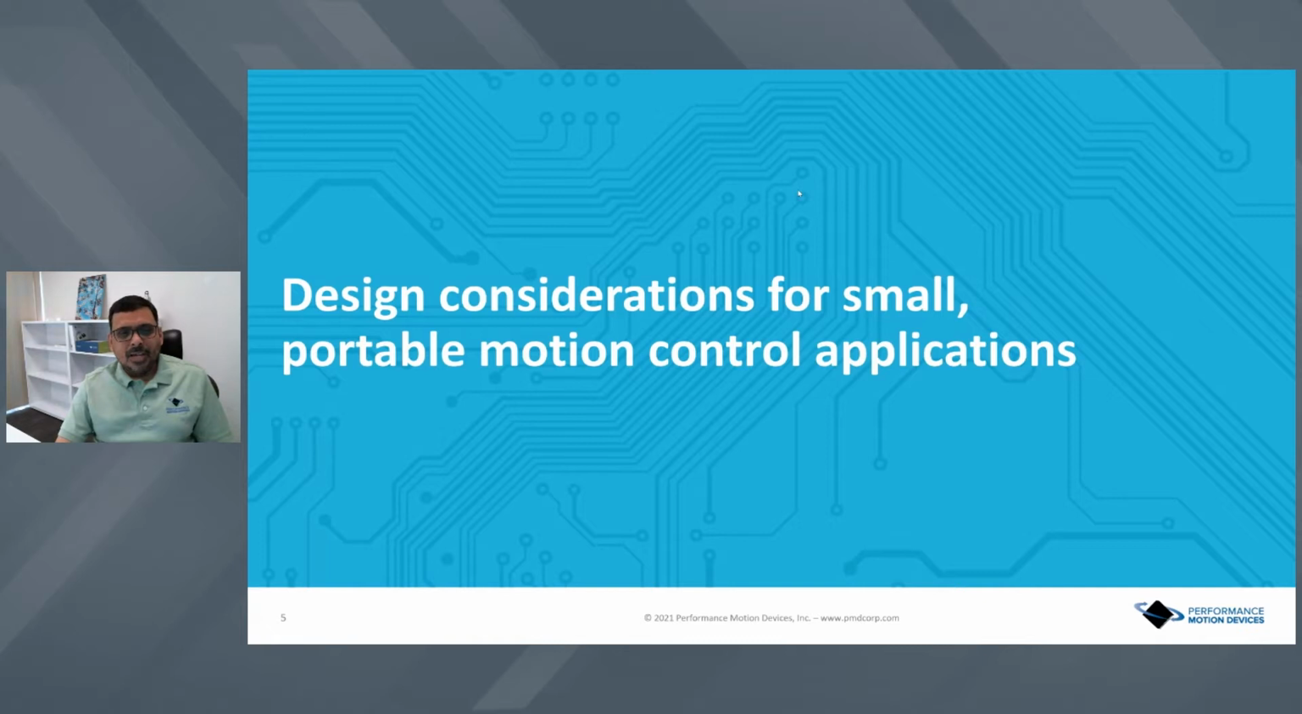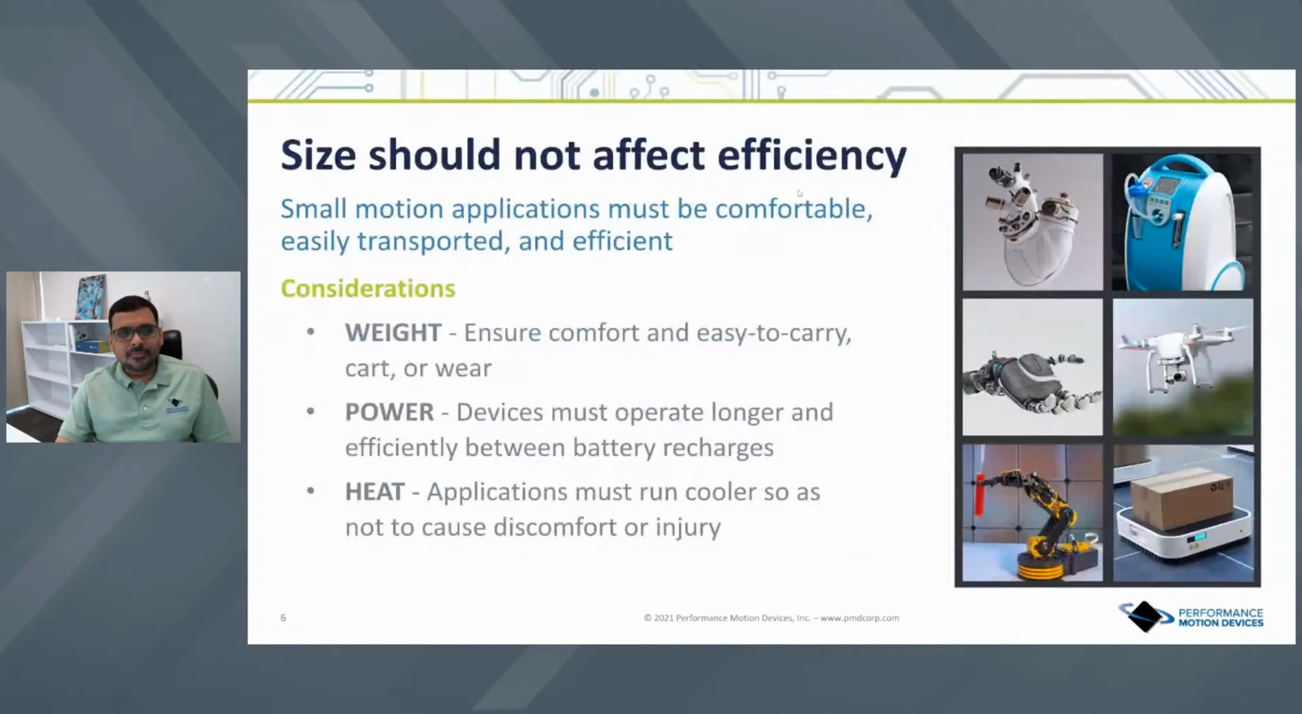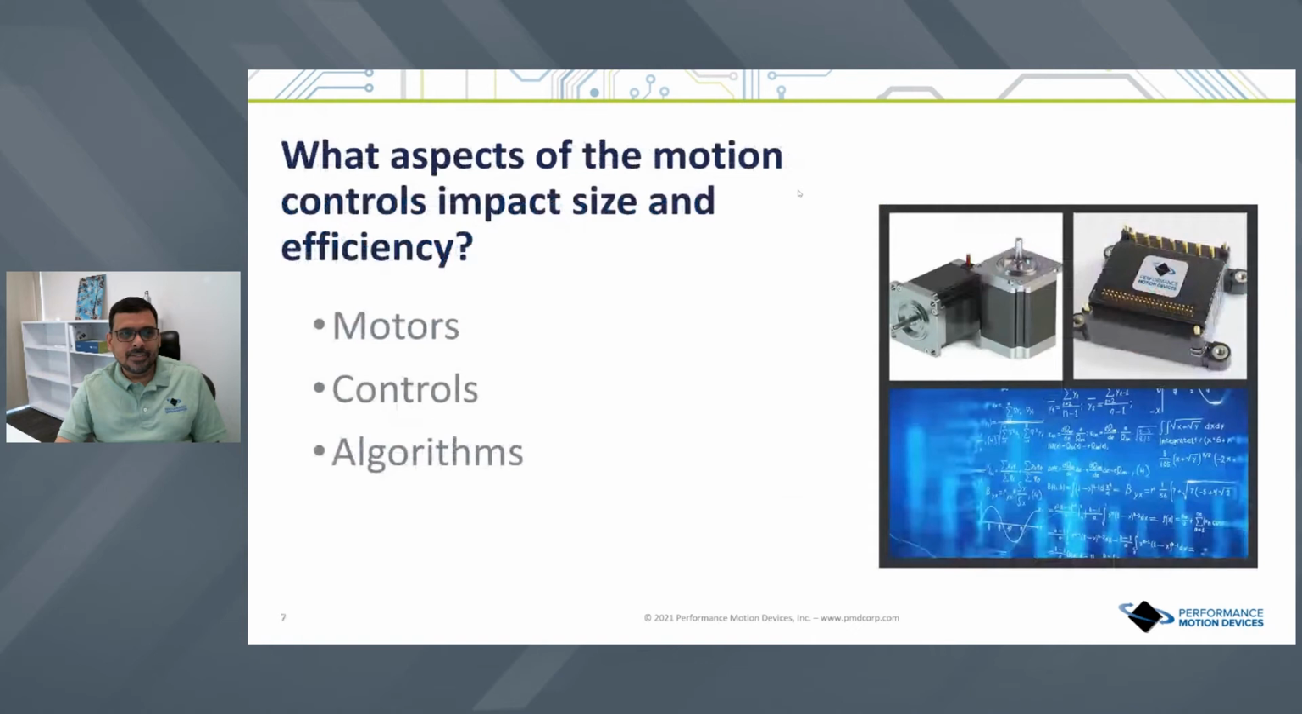So let's take a look at what the key design considerations are. The key saying is the size should not affect efficiency. As you can see, the end products from the OEMs are shrinking, and they still want to have high performance and be able to carry high payloads. So the three key vectors that come into play are the weight of the motion control solution, the power, and the heat dissipation. Those are the three key areas that we will focus on in this presentation to see how we can solve all three pain points.